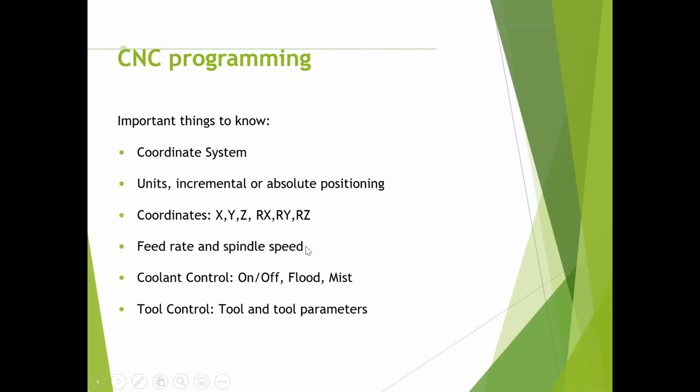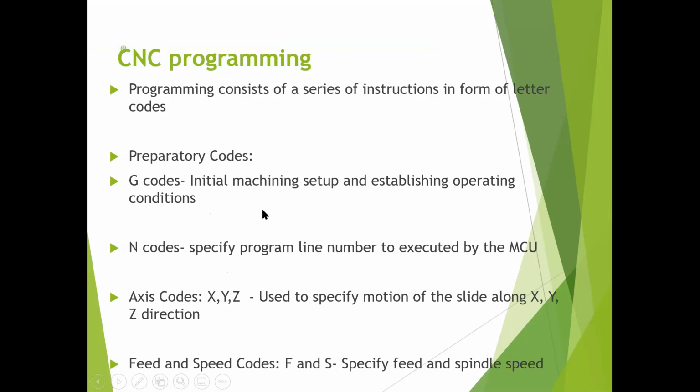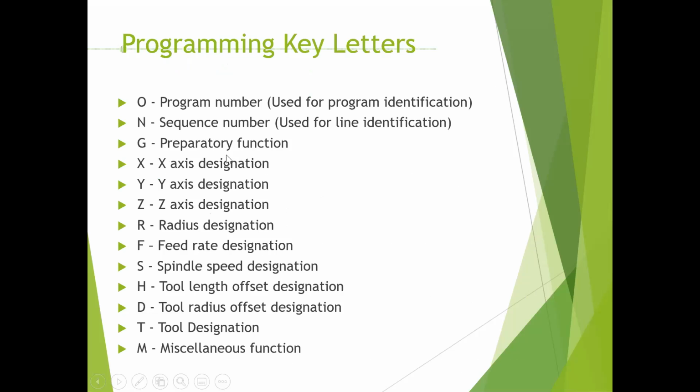Absolute positioning, coordinate XYZ, RX, RY, RZ, feed rate and spindle speed, coolant control on and off, so on and so forth. This is primary code, G code. Initial machining setup and establishing operating condition. N code specifies program line number to execute by MCU, used to specify motion of slide direction. Now these are program number, sequence number, preparatory function, x-axis, y-axis, z-axis, radius designation, period designation, speed, tool. These are the key letters which are being used here, or you can take a snapshot of all it.